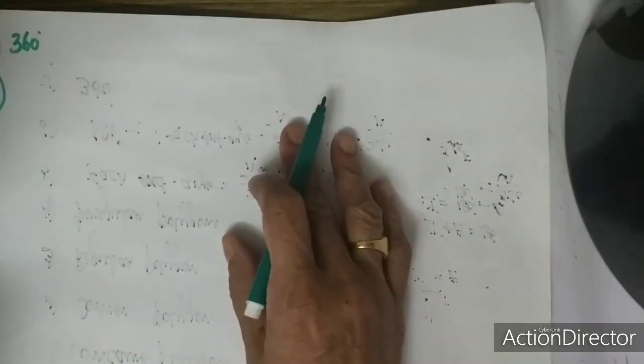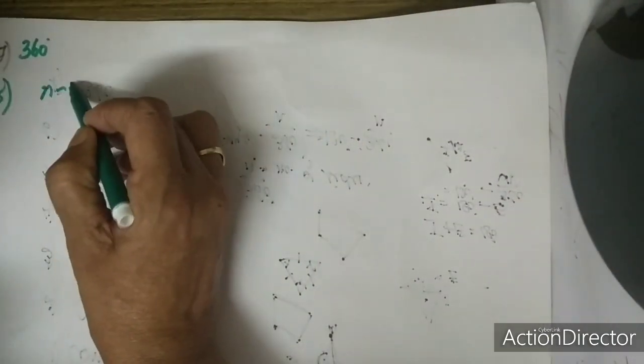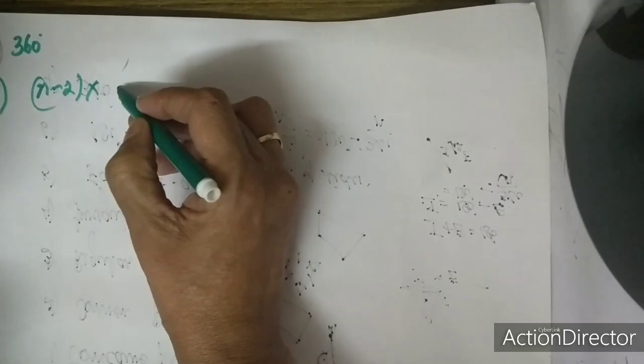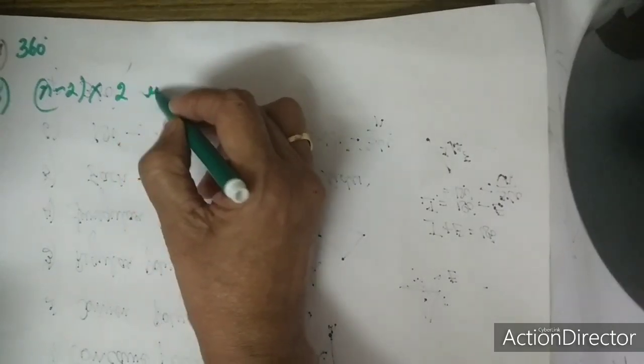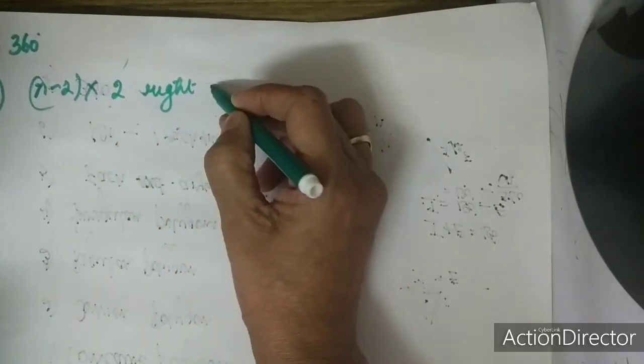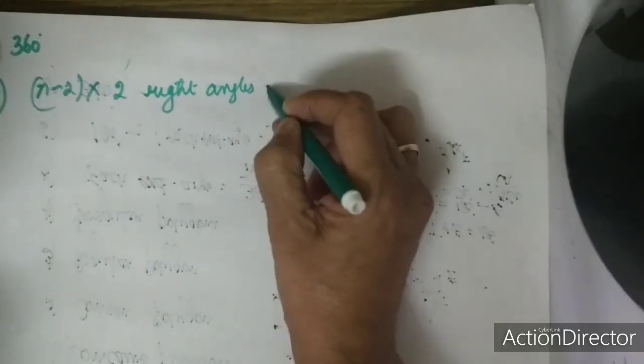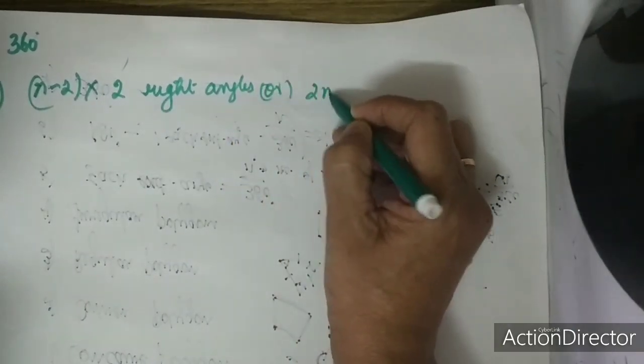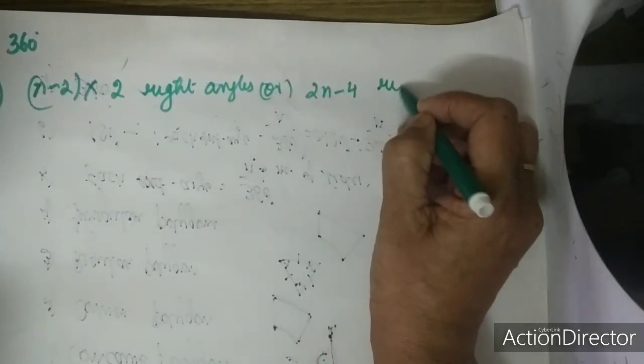Now question number 8. Sum of all interior angles of any polygon. So how do you find the interior angles of any polygon? You can write it as n minus 2 into how many? 180 degree. 180 degree can be written as 2 right angles. Or you can also write 2n minus 4 right angles. Both are right.